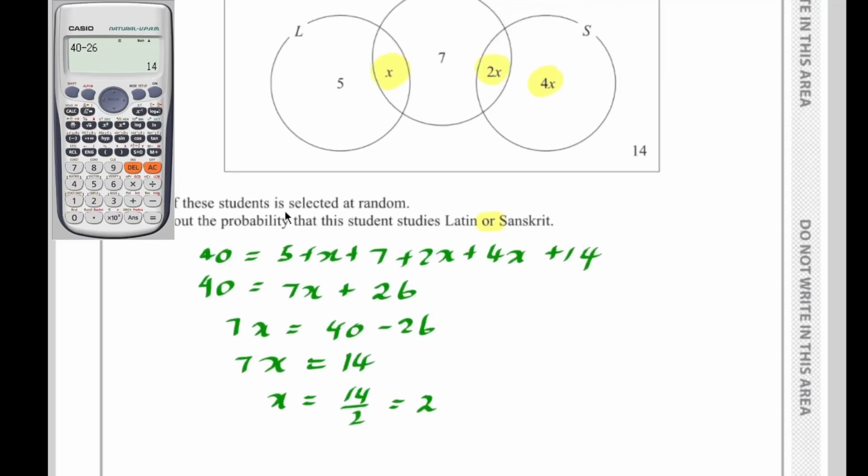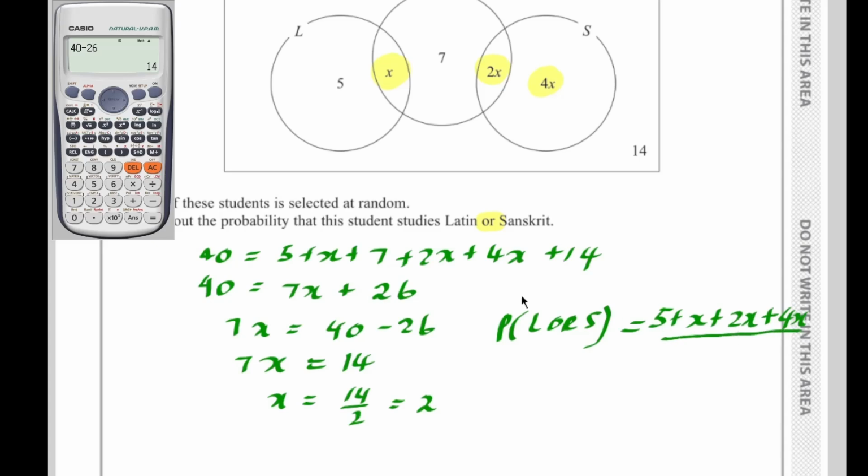Now one of these students is selected at random. Work out the probability that this student studies Latin or Sanskrit. Latin or Sanskrit means the OR rule. When we have the OR rule, we need to add the probabilities. So the probability of Latin or Sanskrit equals: this is the circle for Latin, which means 5 plus x, plus this is the circle for Sanskrit, which means 2x plus 4x.